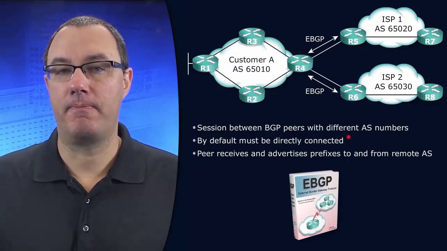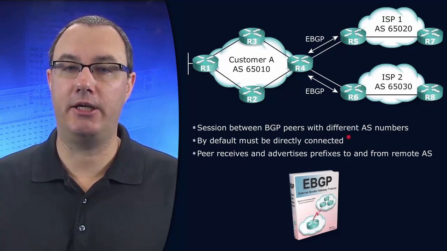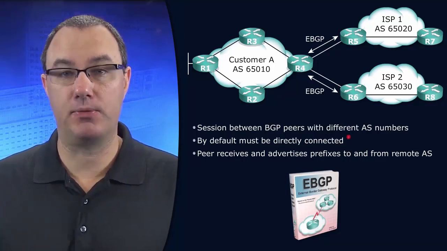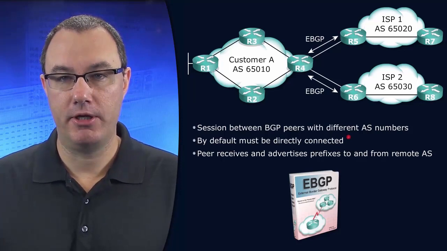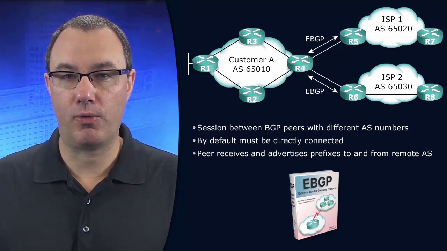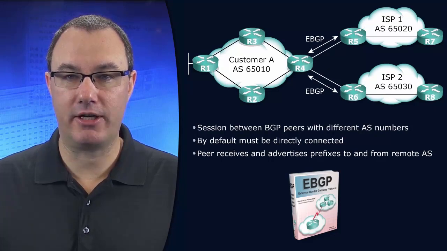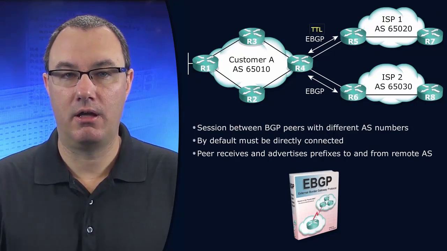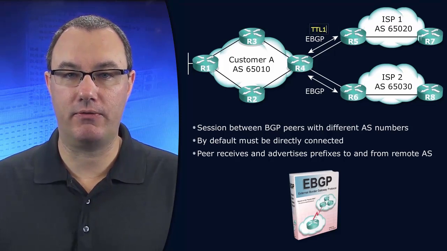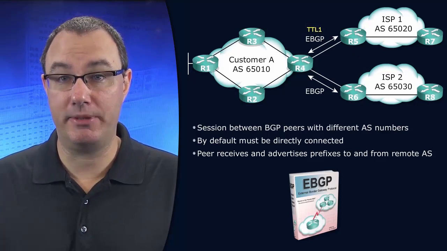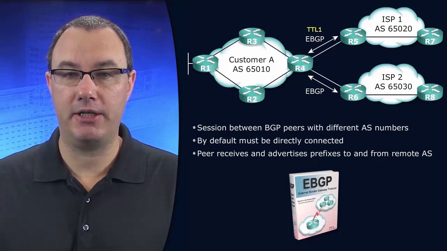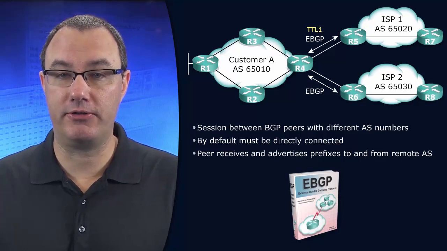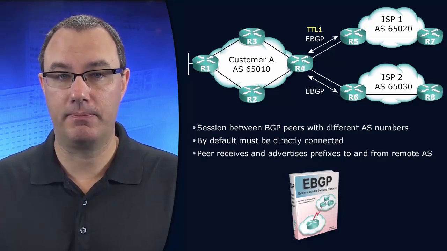By default, these routers must be directly attached. They must be directly connected. And why is that? Well, it is because if we were to crack open the insides of an EBGP packet, it would have a TTL of 1. What does that mean? A time to live value of 1. It would mean that it can not be routed, essentially. It means that once it is routed, it will decrement to 0 and immediately expire.